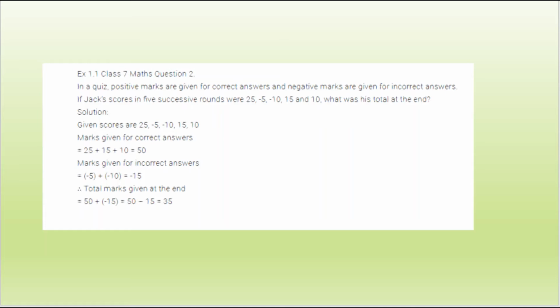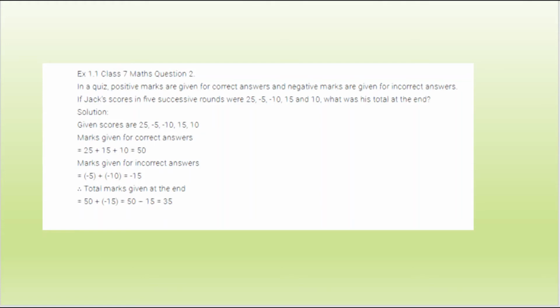Let's move to question number 2. In a quiz, positive marks are given for the correct answer and negative marks are given for an incorrect answer. If Jack's scores for 5 successive rounds are 25, minus 5, minus 10, 15, and 10, what was his total at the end? Given scores we have written as in the question: 25, minus 5, minus 10, 15 and 10.